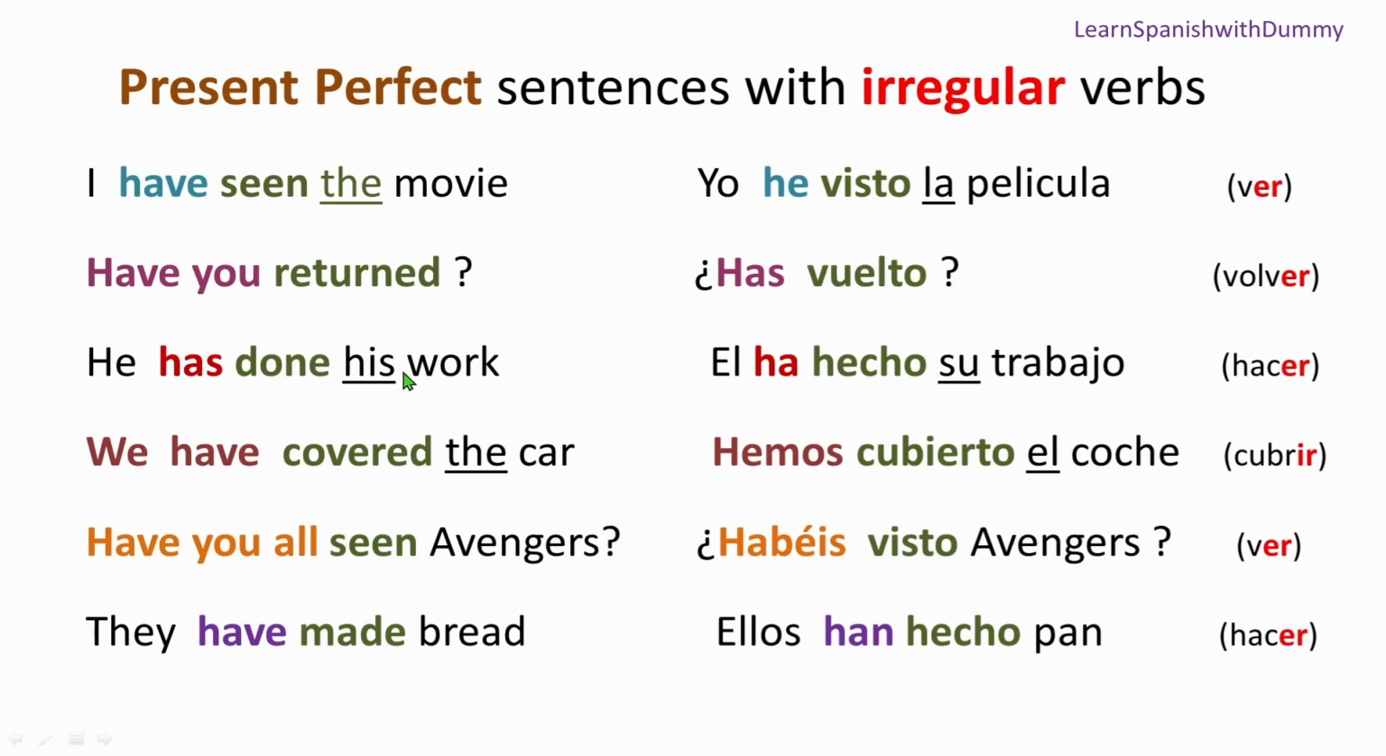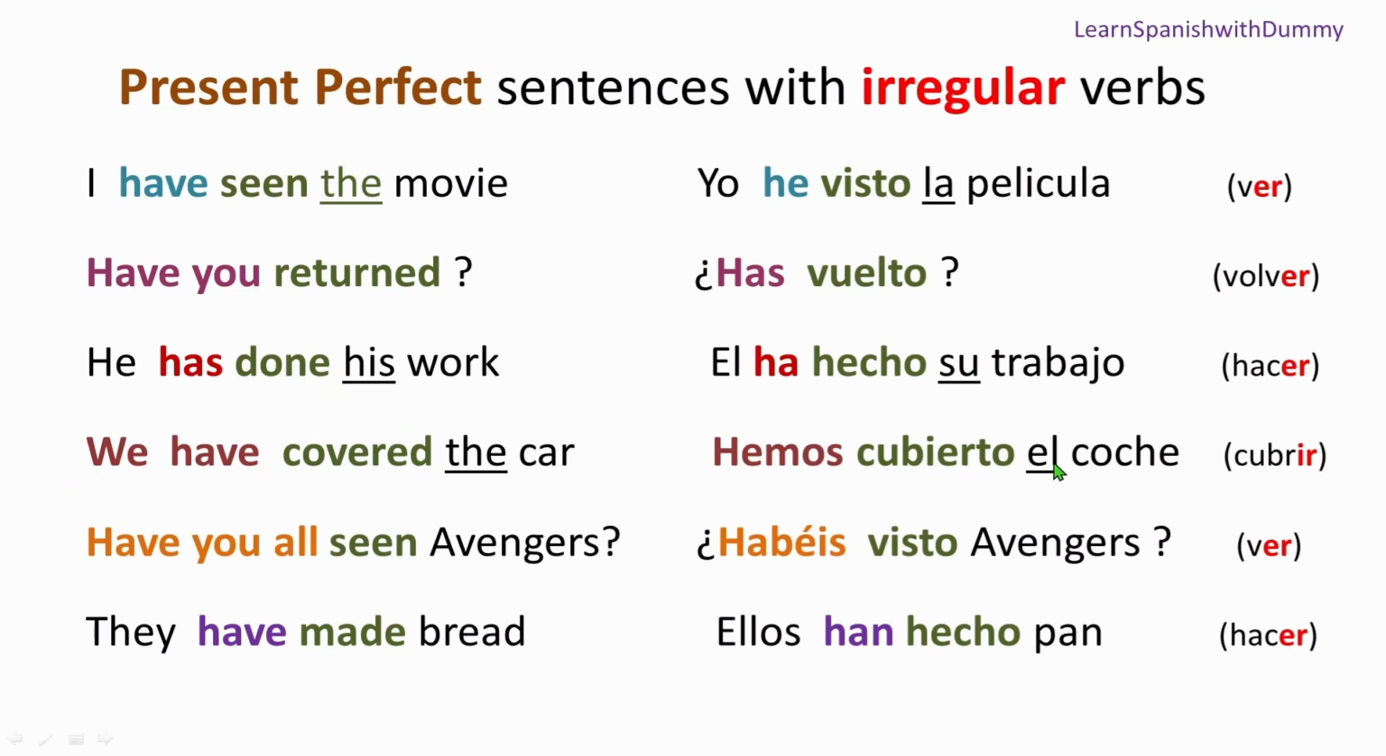He has done his work. Él ha hecho su trabajo. So he has, hecho is done from the verb hacer. Hacer is to do, but the past participle of do is done, which is hecho. Now this form hecho is very important because I have seen people using it a lot. You know, have you done your work? Is it done? It's a lot used.